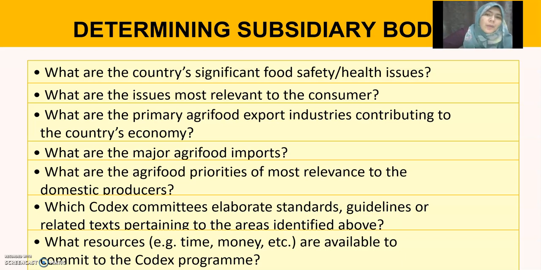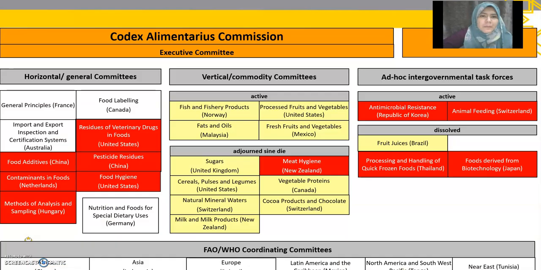After that, we can decide which bodies we want to be under the commission. So again, they have a commission. Under the commission, they have the executive committee. There's one chairperson and 3 vice chairpersons, and they have the secretary. The secretary is from the FAO.